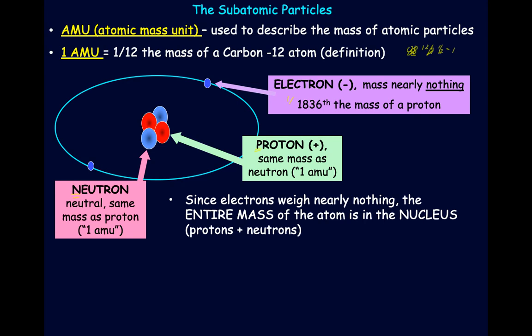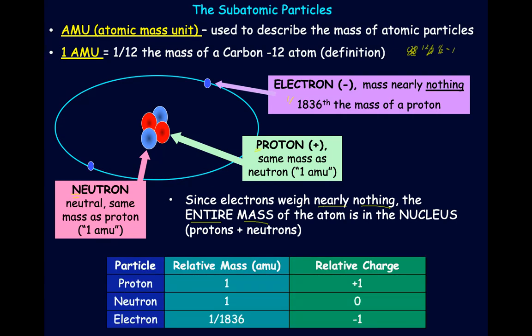Okay, so what you want to think about is that since electrons weigh nearly nothing, the entire mass of this atom is pretty much located in the center. So when you weigh atoms, we're weighing their nucleus. Okay, so that's an important thing you want to remember. Again, we're going to assume that these electrons out here don't weigh anything.